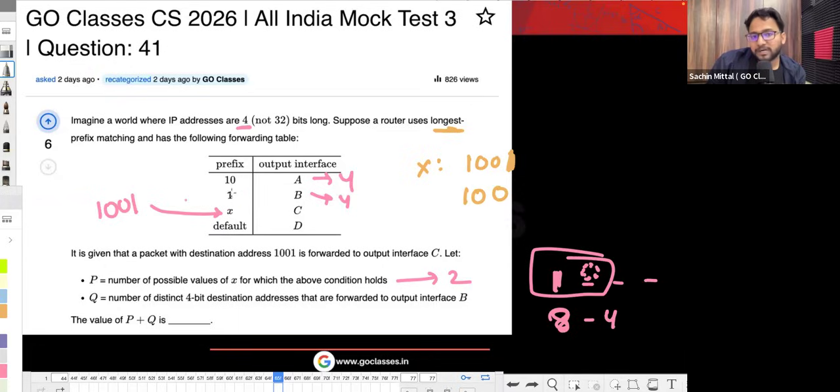So whatever starts with 1, but whatever starts with 10, or 100, 1001, will be forwarded to A and C. Otherwise it will be forwarded to B. So there are 4 addresses which will be forwarded to B. And what are those 4 addresses? They are 1 1 0 0, 1 1 0 1, 1 1 1 0, and 1 1 1 1. These are the four addresses which will be forwarded to B.